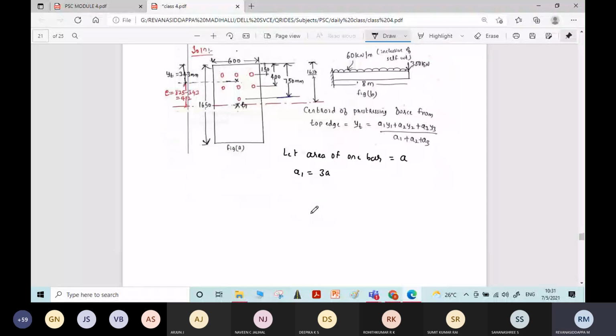And what about Y1? See, we are finding the centroid of the prestressing force from the top edge. So here Y1 is the distance of the centroid of the first row of cables from the top fiber. How much is it? It is directly known, 150 mm. Y1 is equal to 150 mm.